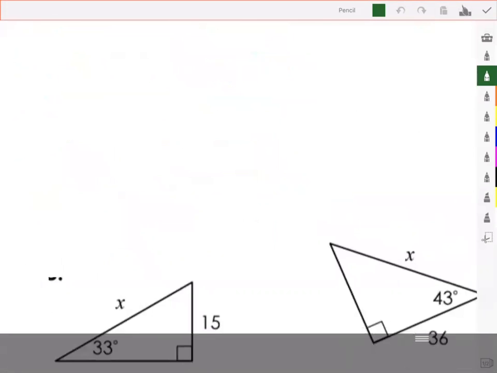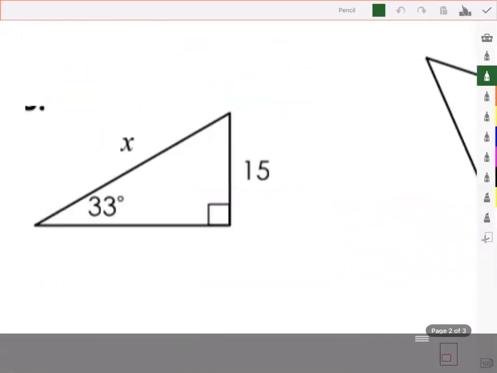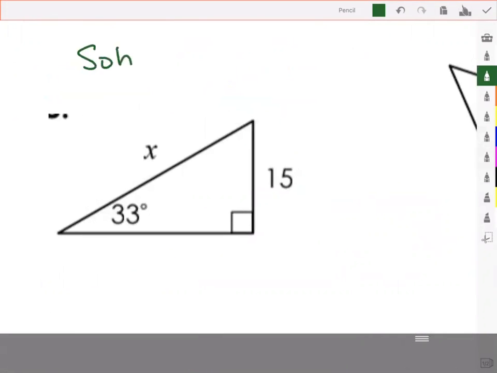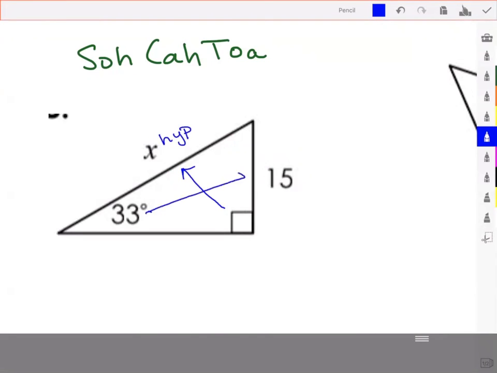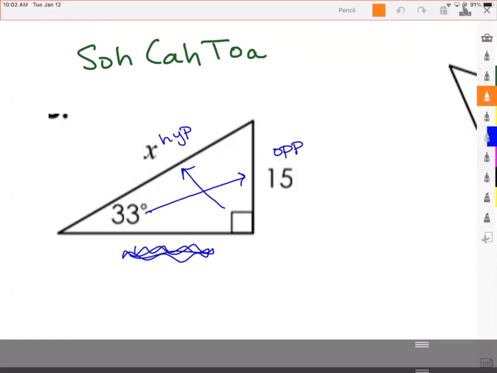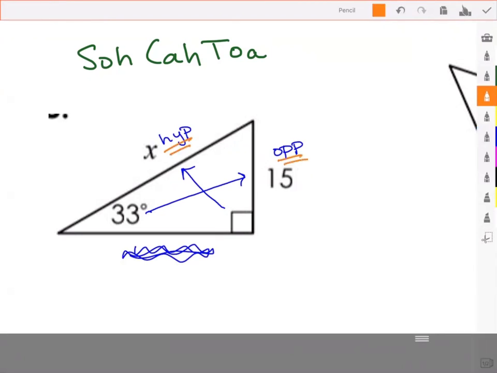Okay, let's go to this one. So again, SOHCAHTOA. Let's see what information I'm given here. Across from the 90 degrees is my hypotenuse. So X is my hypotenuse. Across from 33 degrees is 15. So that's my opposite. This time I'm not given the adjacent. That would have been this side, and there's nothing over there, so no adjacent. So I have hypotenuse and opposite.